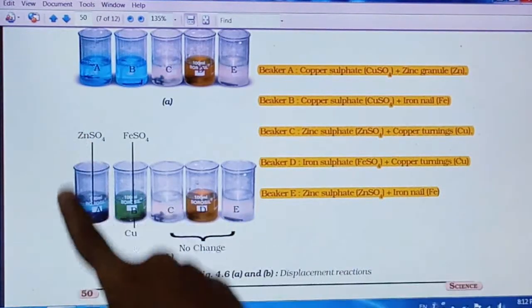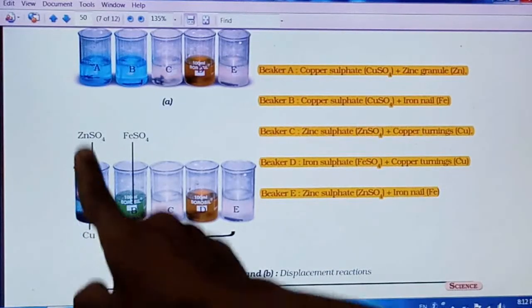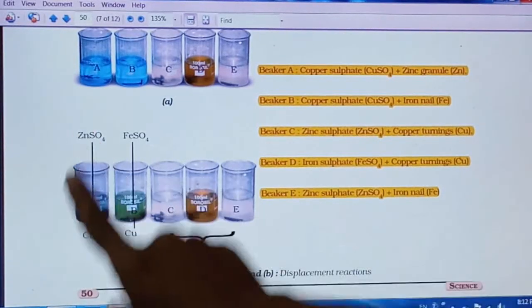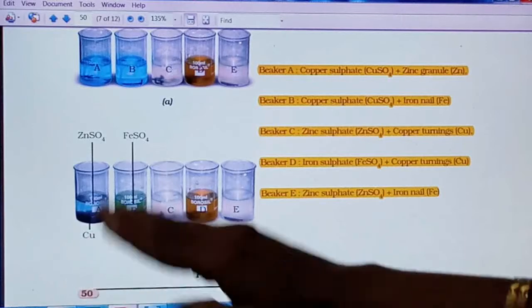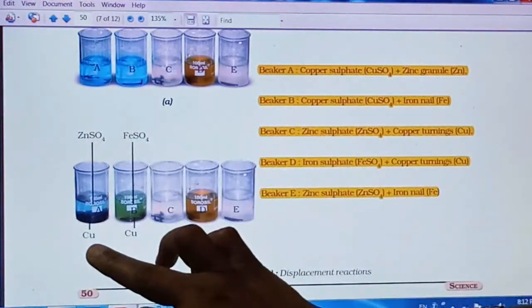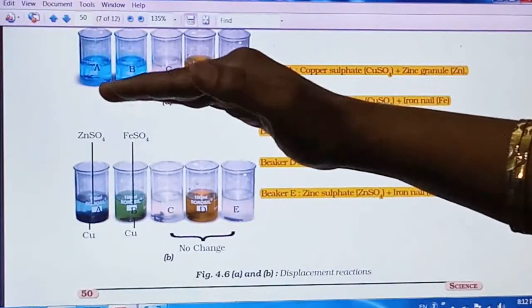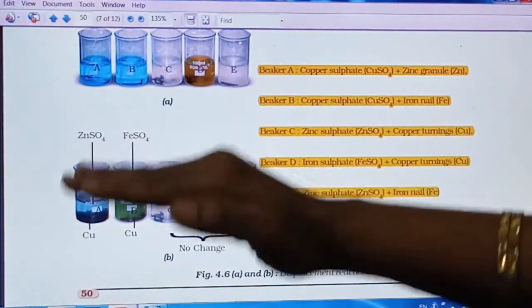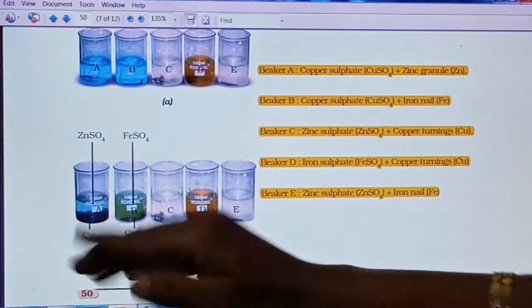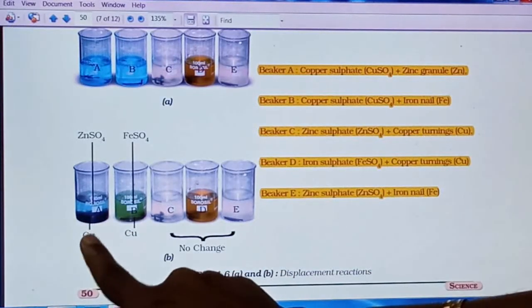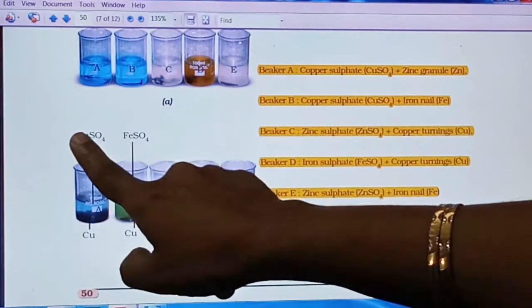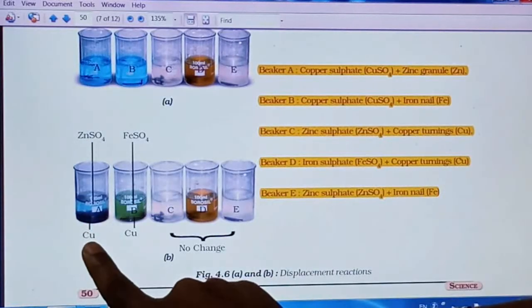Now why is zinc able to displace the copper? Because zinc is stronger than the copper. Zinc is more reactive than the copper. In the reactivity series we have seen zinc is here, below that iron is there, and below that copper is here. So copper is weak, right, less reactive than the zinc. That's why zinc can replace the copper.